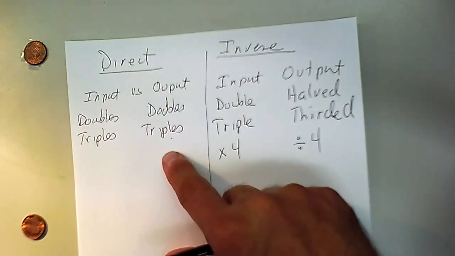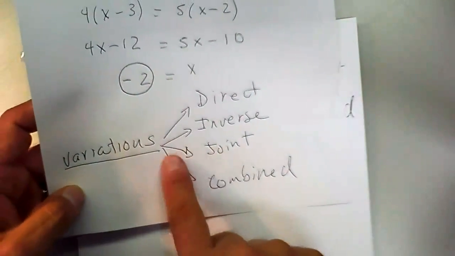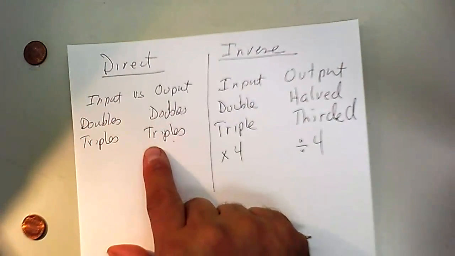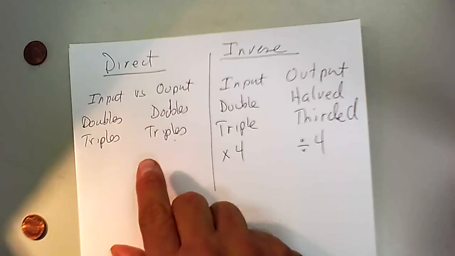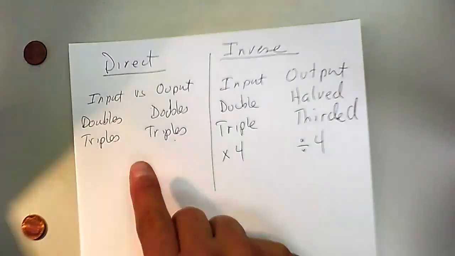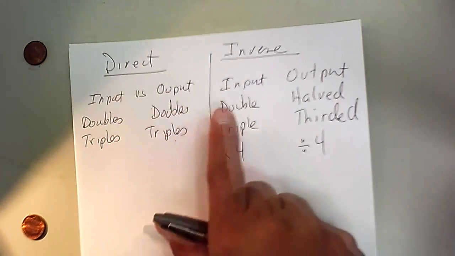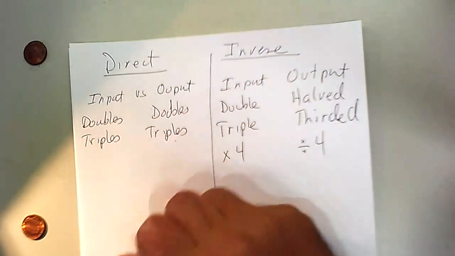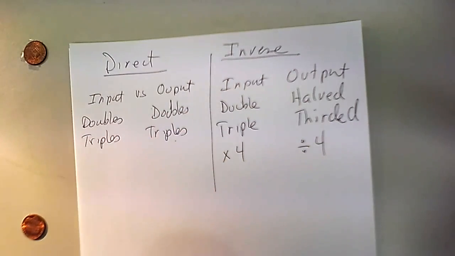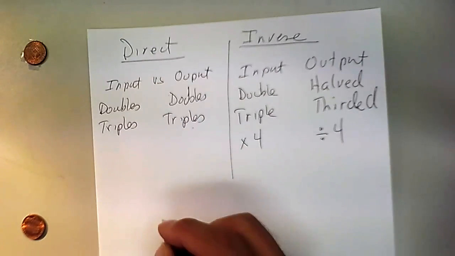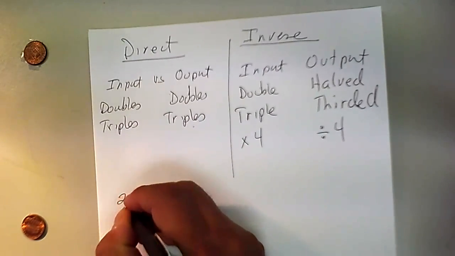In joint variation, we would have 2 of those. So we would have actually 3 variables. And in combined variation, we may have, again, 3 variables, maybe a direct and an inverse happening at the same time. Perhaps we will see some of those, but let's see how far we go in this video. Okay. So in direct variation, let's do an example.